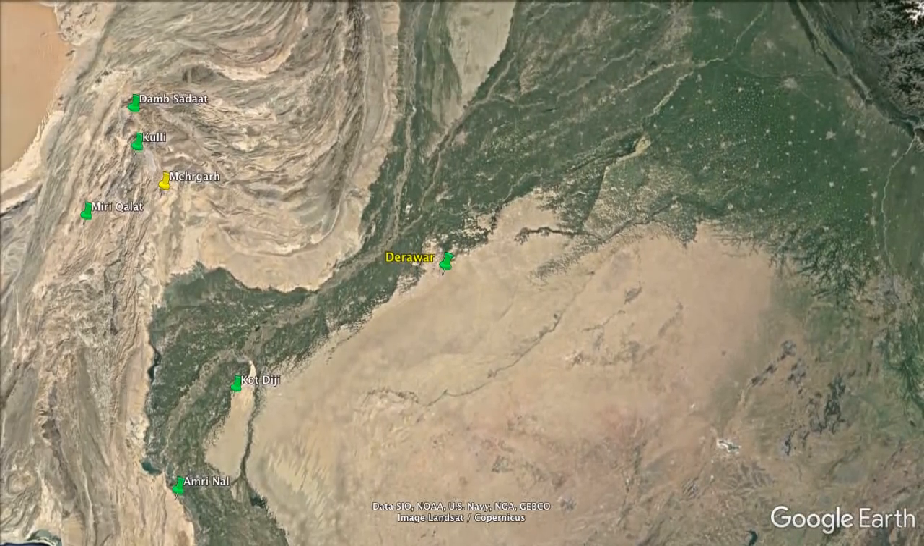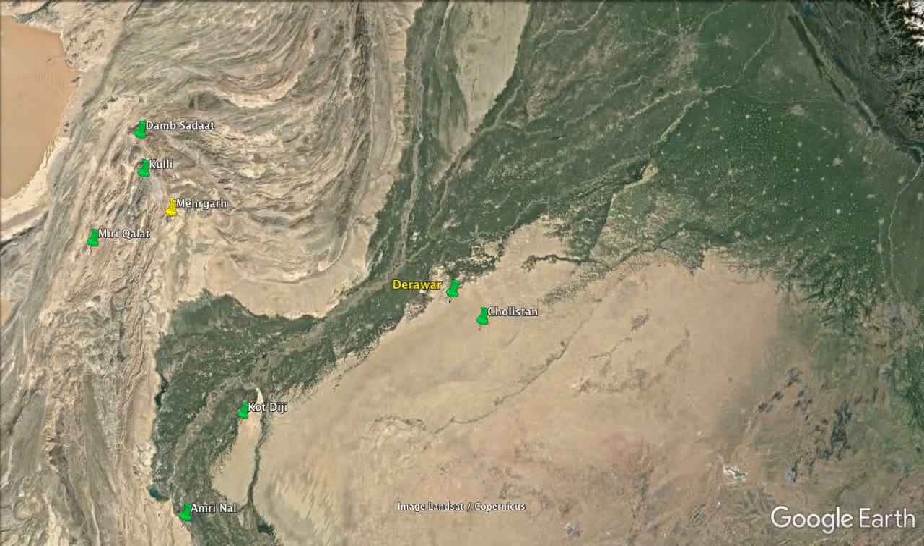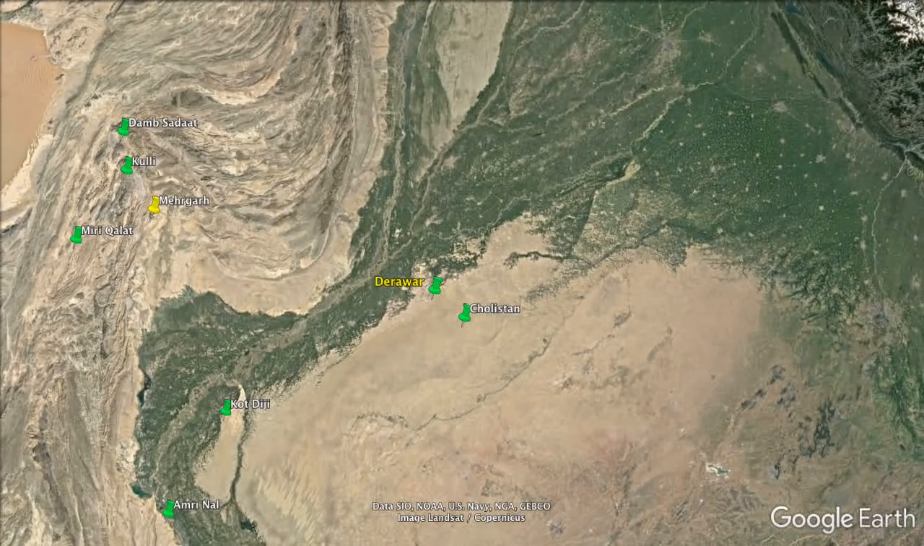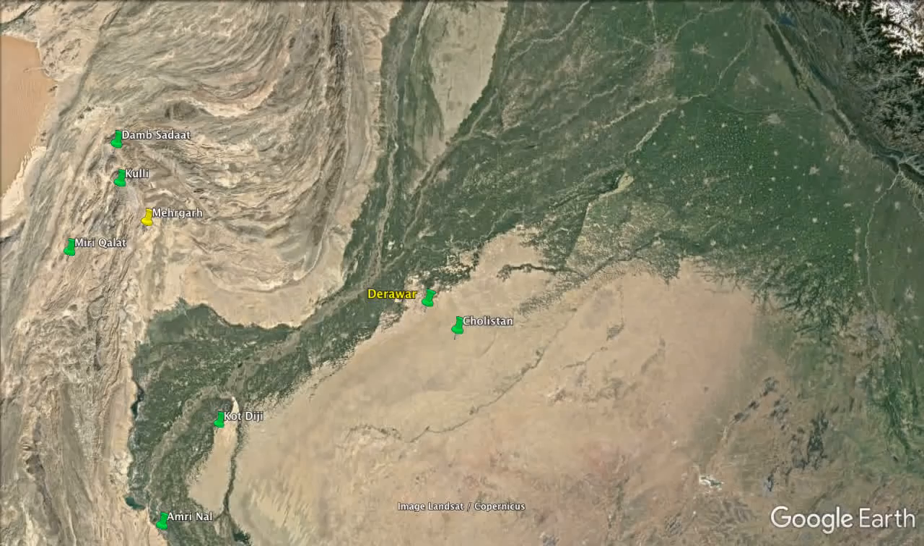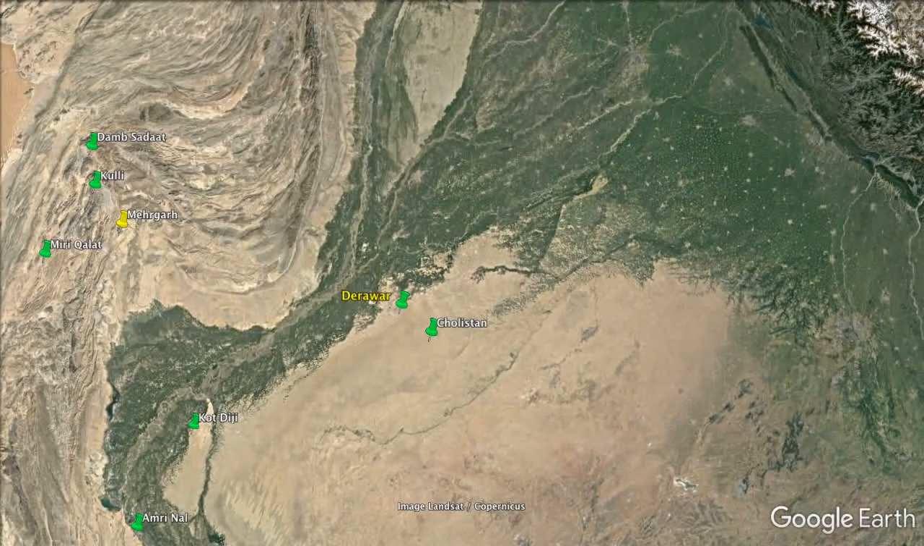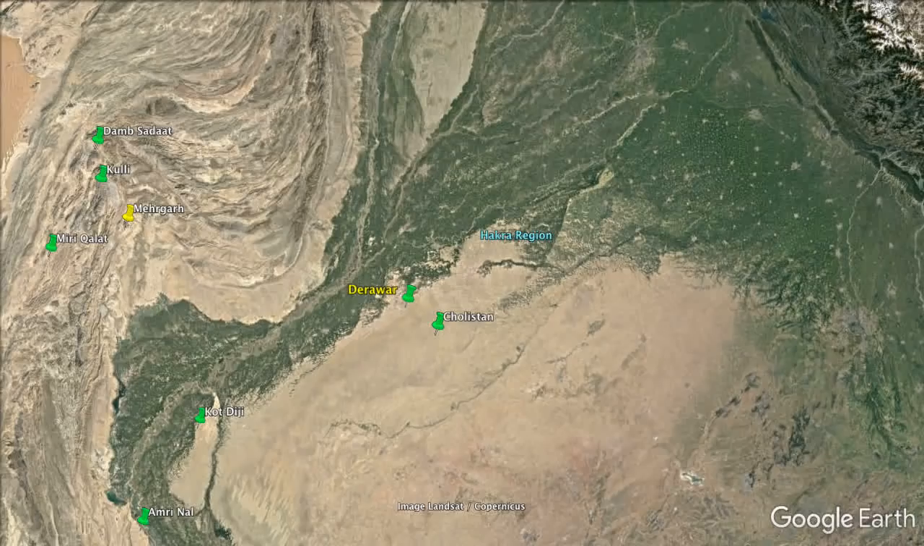So this is a different kind of culture from Koldhiwa and Amri Nal. And in addition to Derawar, you have some more settlements moving further to the east into this Cholistan region of the Rajasthan region of India. So let's just talk about this region. This is an interesting region for many reasons. So this region, Derawar and Cholistan, if you look at it now, it is in a dry zone. But this wasn't always so.